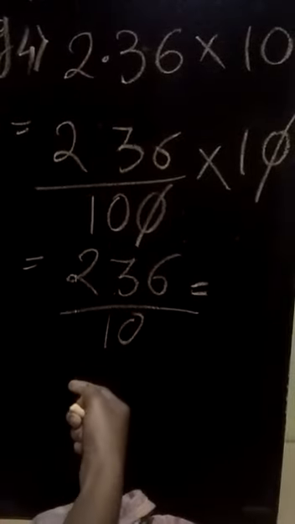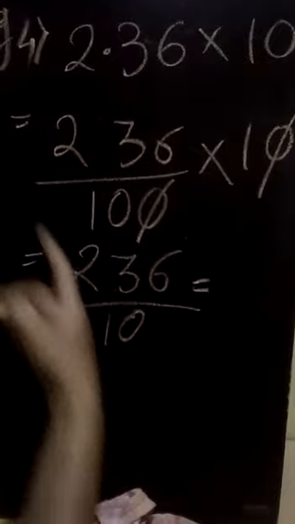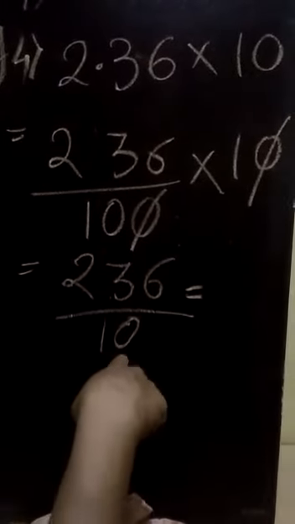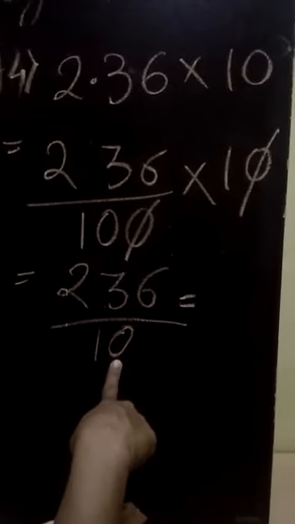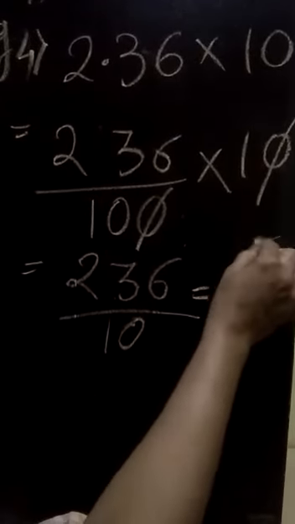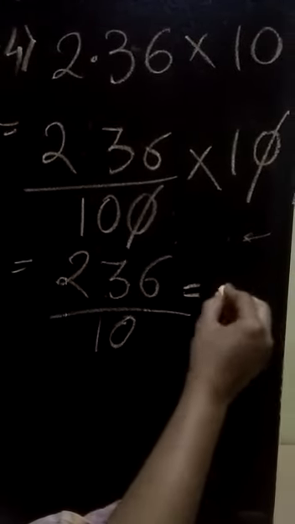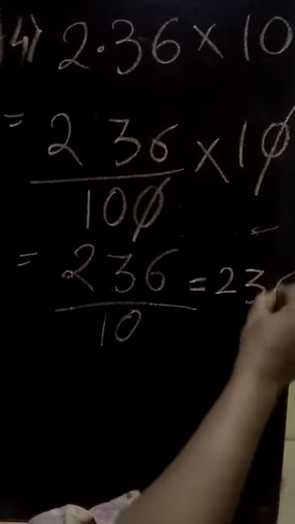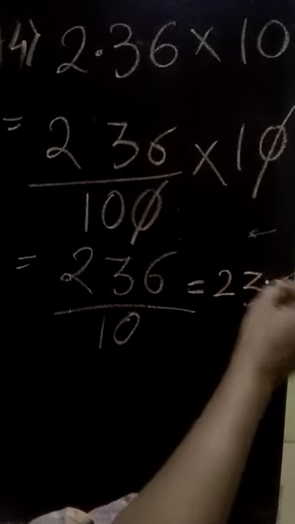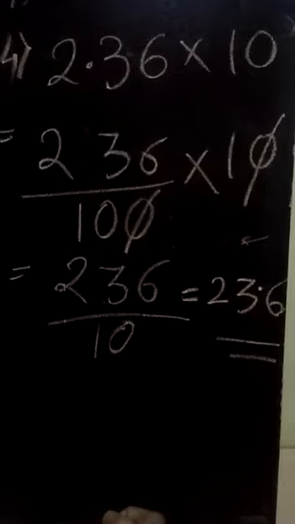You have to again convert it into decimal form. So what will be our decimal? In the previous video you have seen, if there is 10 in the denominator, the decimal point will be before the one digit from the right side. So where will be our decimal point? It will be before the last digit. So the answer we get is 23.6.